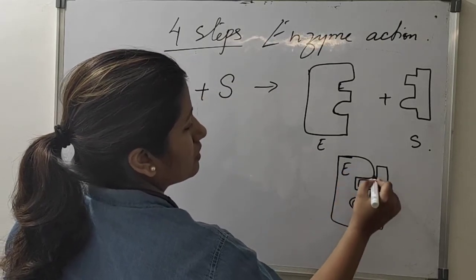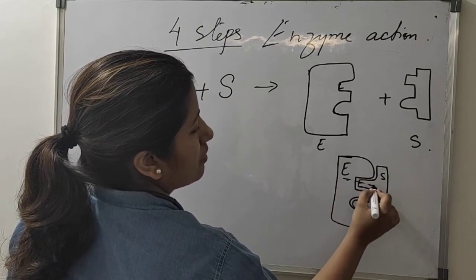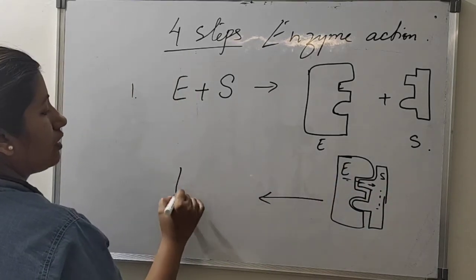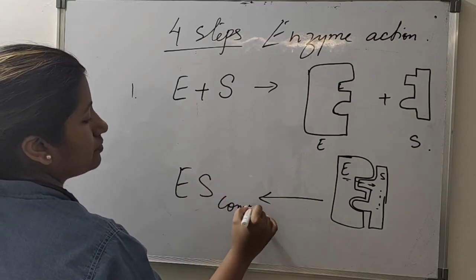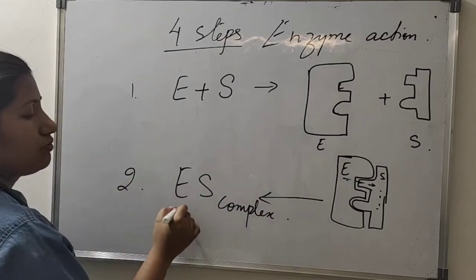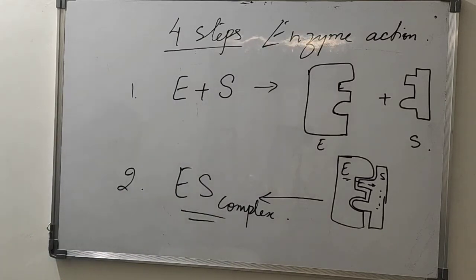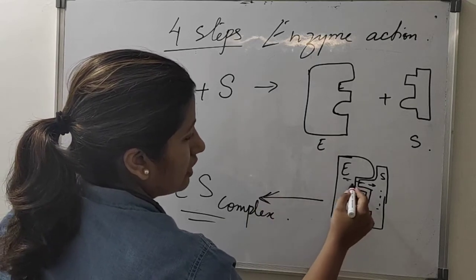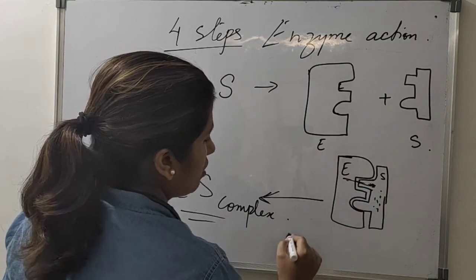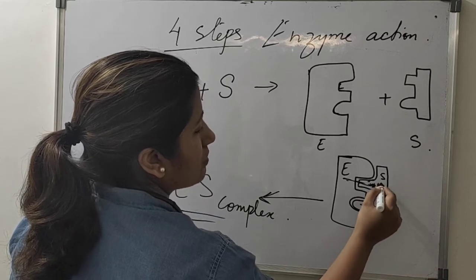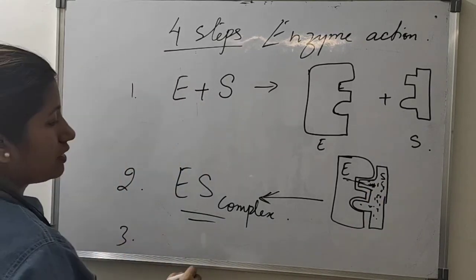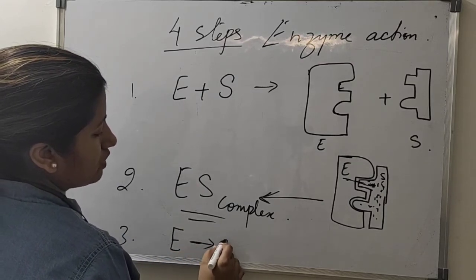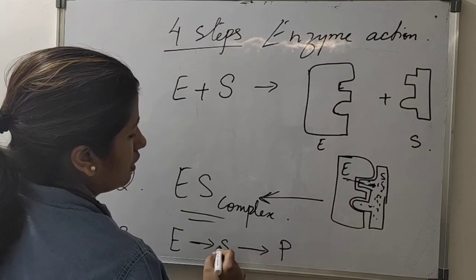Then the enzyme changes the chemical nature of the substrate. So this is called the ES complex. This is the second step, formation of the ES complex, the enzyme substrate complex. And when they are forming this ES complex, the enzyme changes the nature of the substrate. And then the third step, it will separate. When the enzyme separates, this substrate has already become a product.